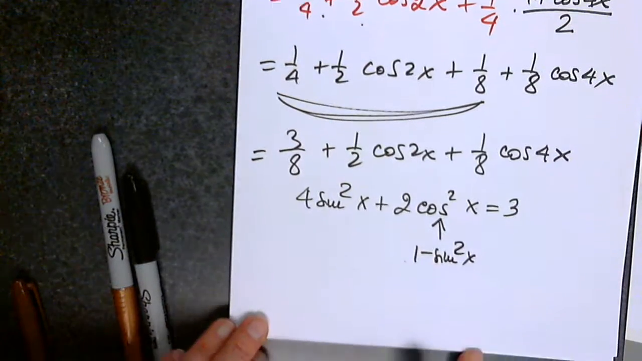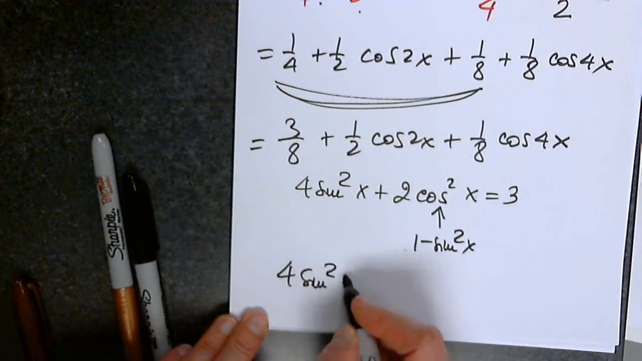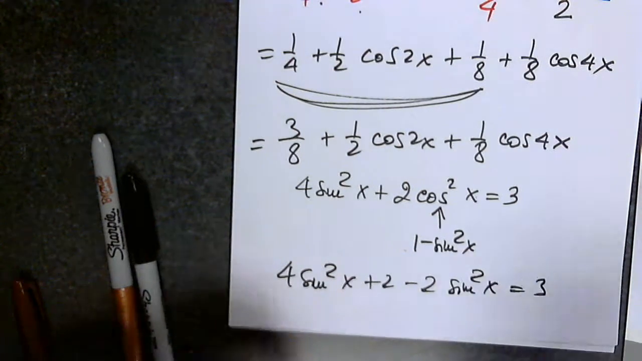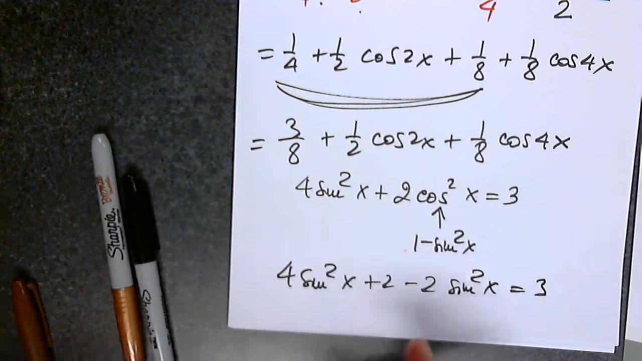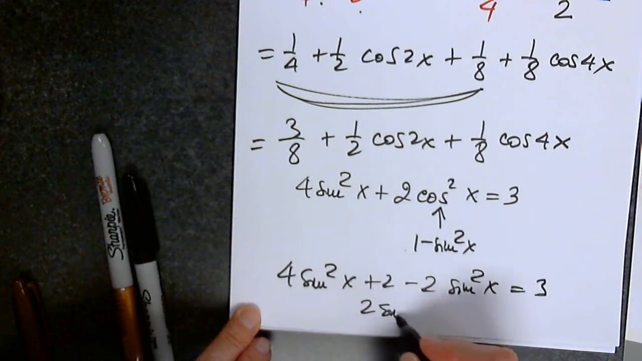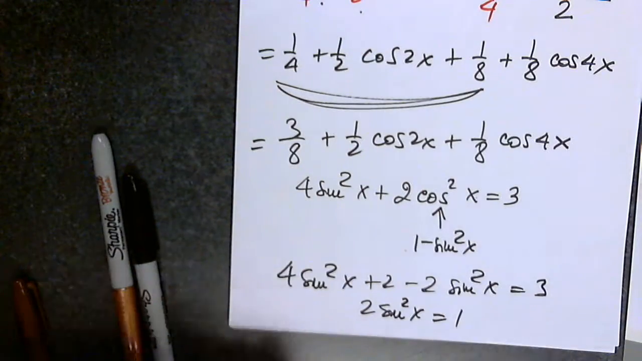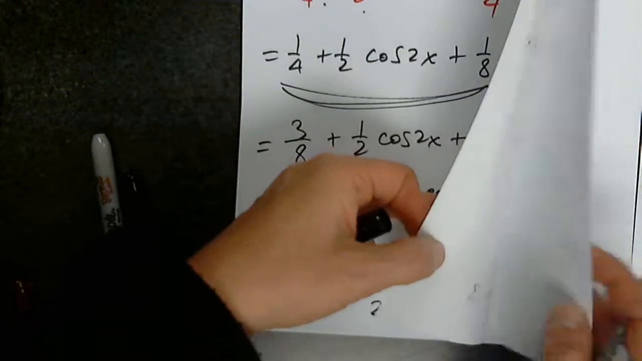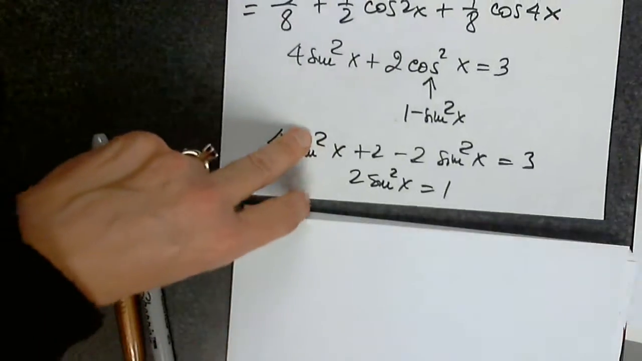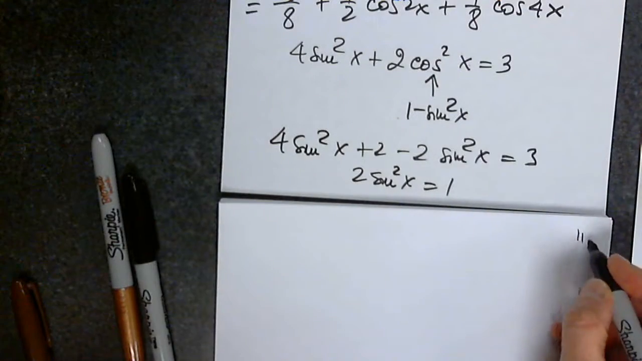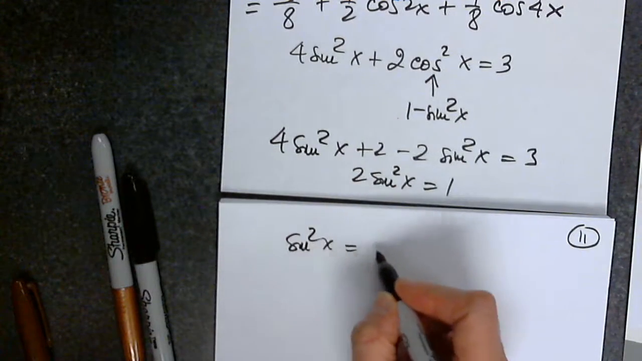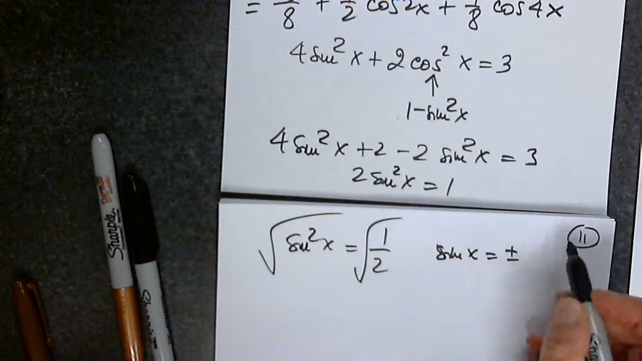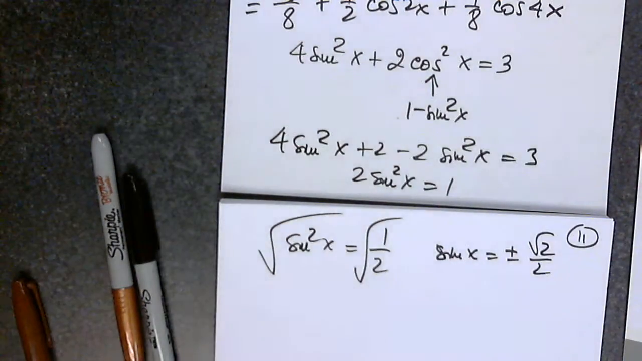So I will change this using 1 minus sine squared and distribute 2. So I have 4 sine squared plus 2 minus 2 sine squared equals 3. 4 apples minus 2 apples is 2. Sine squared, subtract, make it 1. So then sine squared equals 1/2, and I have to take the square root. What happens when we take the square root from both sides? Please tell me. Exactly. So sine x equals plus or minus the square root of 2 over 2 because I have to rationalize.